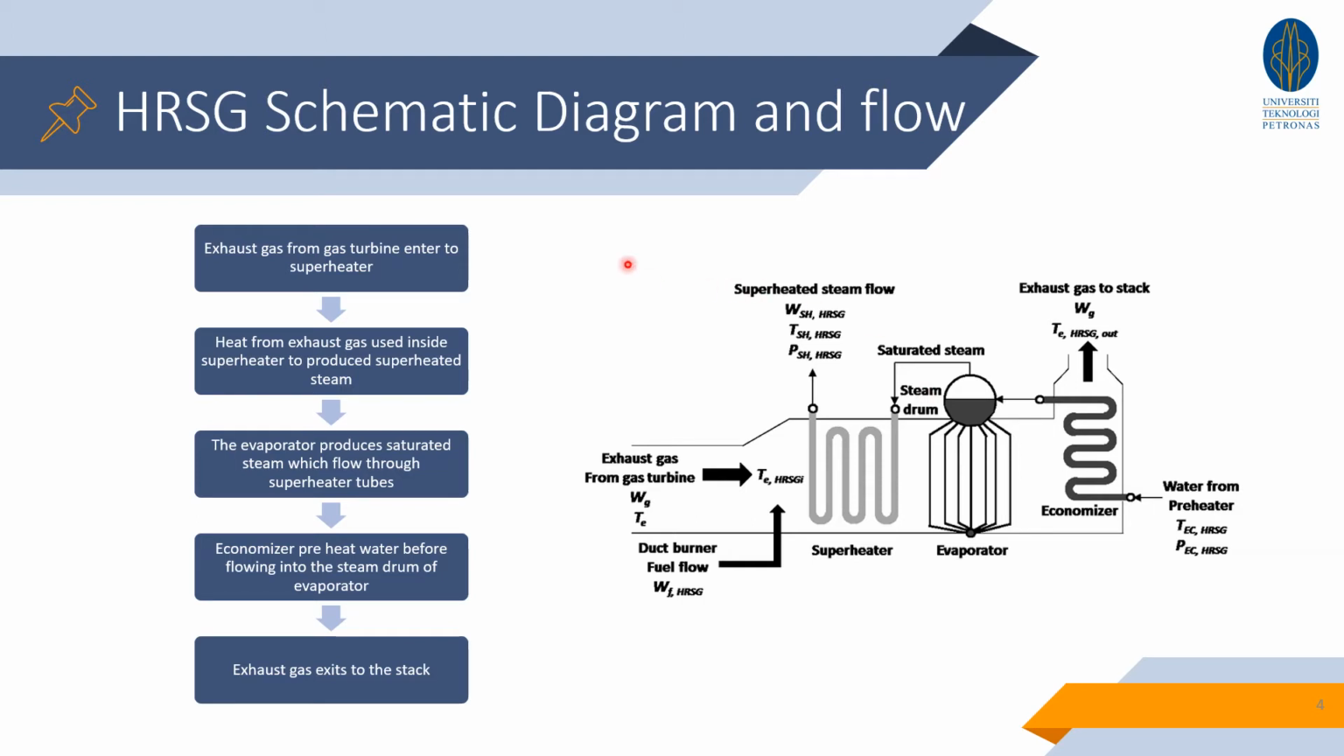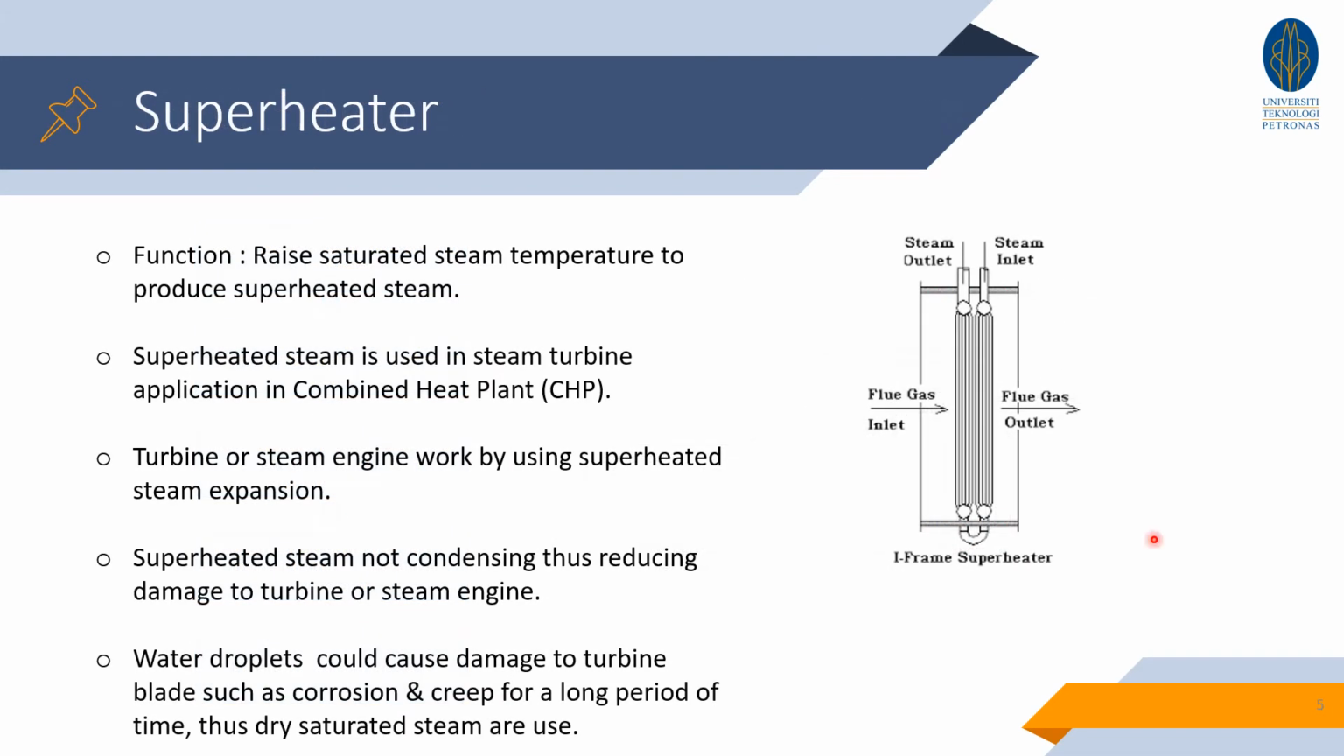In this diagram, we can see that this is a heat recovery steam generator. How it functions is the exhaust gas from the gas turbine will flow into the superheater tube, and heat from the gas is used inside the superheater tube to produce the superheated steam. Next, we have the evaporator. The evaporator will produce saturated steam which flows through the superheater tubes. And then we have the economizer.